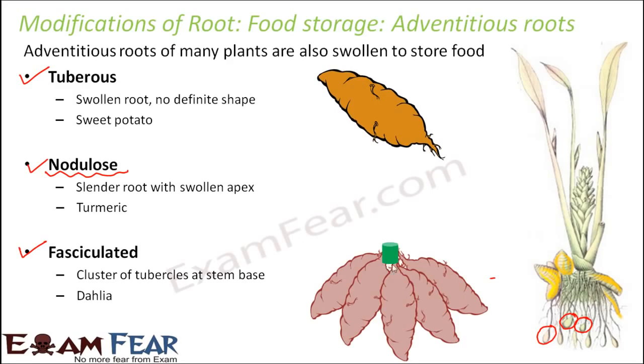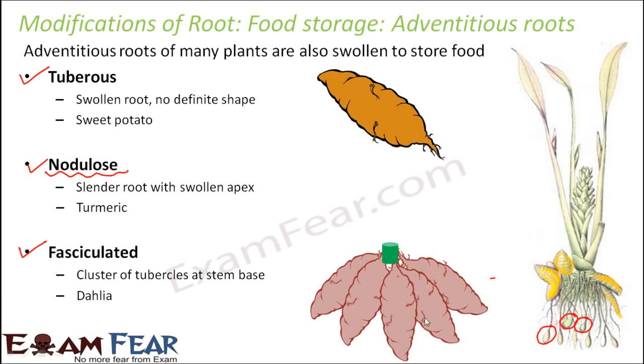So here you can see at the stem base, this is the stem base. From there originates many such tuberous-like structures. So this kind of root is known as fasciculated, and it is generally seen in plants like dahlia. So these are some of the root modifications, in fact, adventitious root modifications in some plants. So here you can see that these roots do not have any specific primary root as such. So even if you look at these roots, they are all similar roots. So they are adventitious roots.